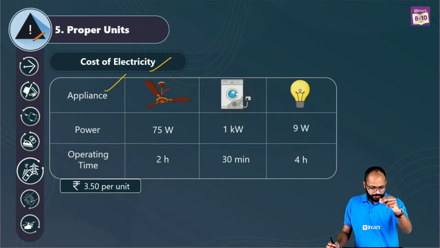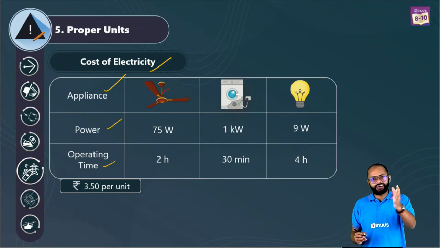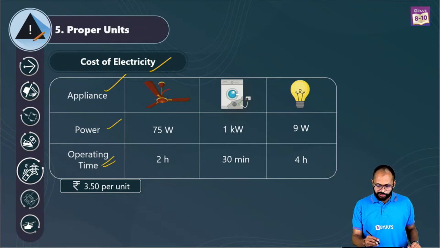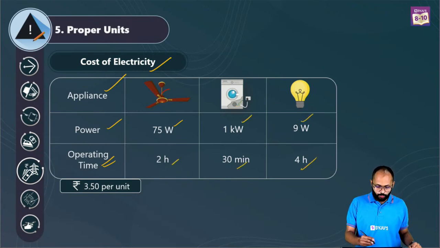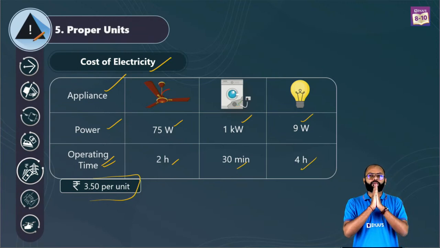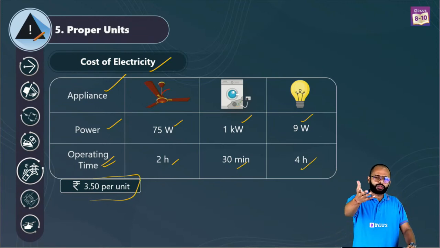Come on, focus. Power is given for different appliances and their operating time is given: 75 watts for 2 hours, 1 kilowatt for 30 minutes, 9 watts for 4 hours. And what is asked? The cost of electricity. Can someone tell me how we find cost? What is the unit? What do we mean by one unit?